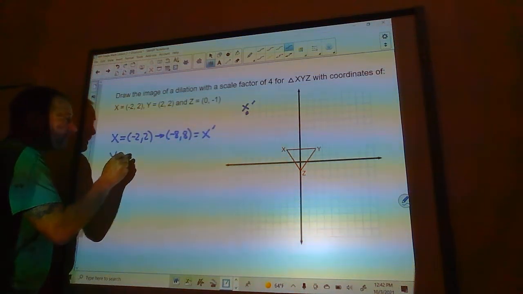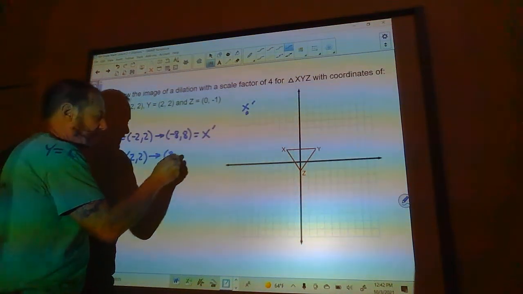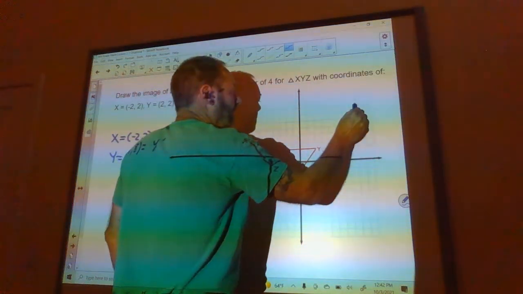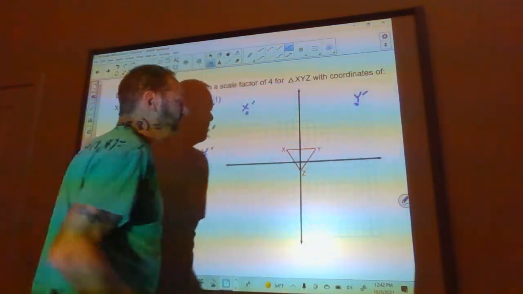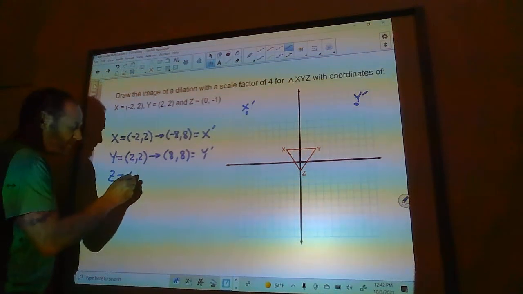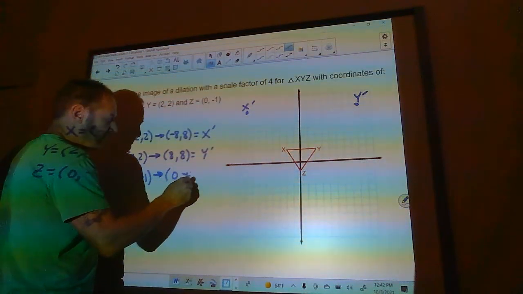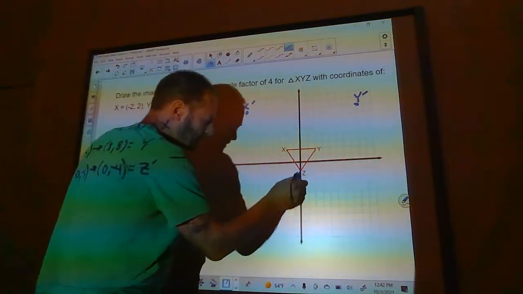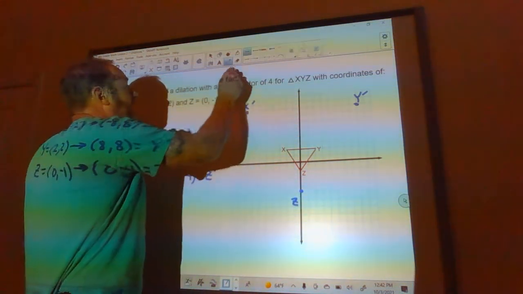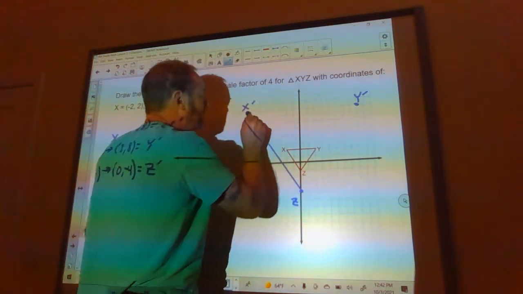Y is going to start out at 2, 2. But when I do my scale factor of 4, that's going to become 8, 8. That's going to be Y prime. So that's going to go right there. And then Z, which is 0, negative 1, is going to go to 0, negative 4. That's going to be Z prime. So that's going to go to right here. Okay, so then I could connect these like this.